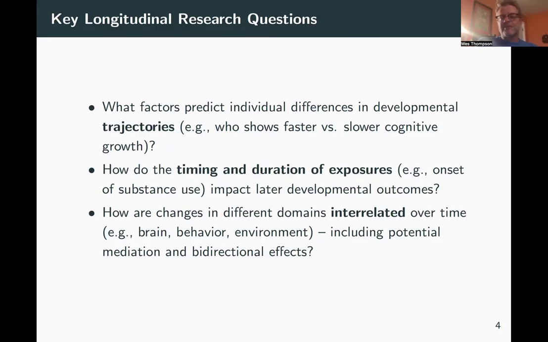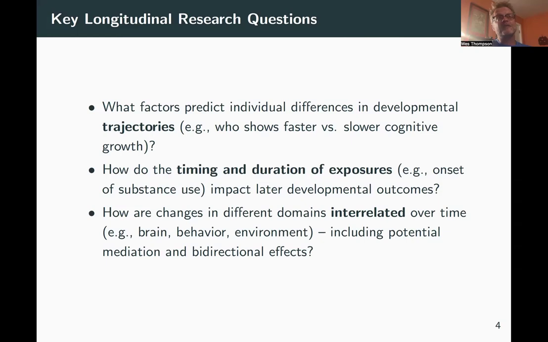Okay, so key longitudinal research questions. What factors predict individual differences in developmental trajectories? For example, who shows faster or slower cognitive growth? Who plateaus or keeps rising? Who shows deviations from normal trajectories, and so on and so forth. How do the timing and duration of exposures, for example, the onset or persistence of substance use, impact later developmental outcomes, for example, on brain development or on mental health or neurocognition? And then how are changes in different domains interrelated over time? So brain, behavior, environment.